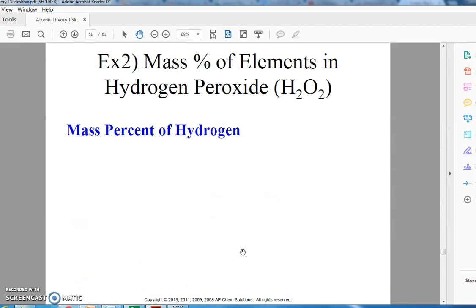The second compound that we're going to look at is hydrogen peroxide, which is made up of the exact same elements as water, but in different ratios. So instead of a 2 to 1, like we have in water, here we have a 2 to 2. So I want you to pause and calculate the mass percent of hydrogen in hydrogen peroxide.